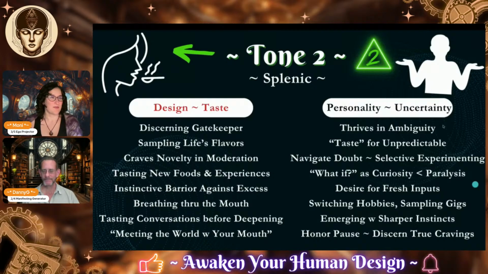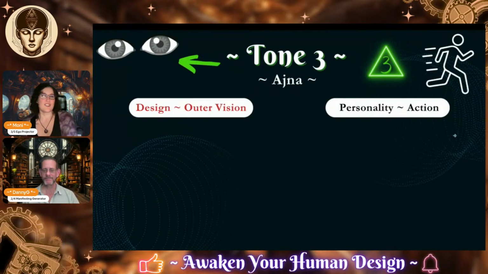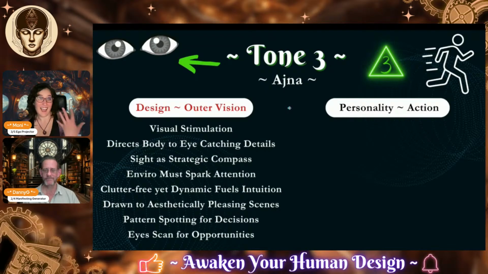Awesome. Moving along to tone 3, and now we've shifted from the spleen up to the Ajna, and tone 3 is a left arrow. On the design side, this relates to outer vision, and on the personality, it relates to action. So we're going to start off with the design side, which is outer vision. This is about visual stimulation, and it directs the body to eye-catching details. Sight as a strategic compass, and the environment must spark attention. Clutter-free yet dynamic fuels intuition, and it's drawn to aesthetically pleasing scenes.